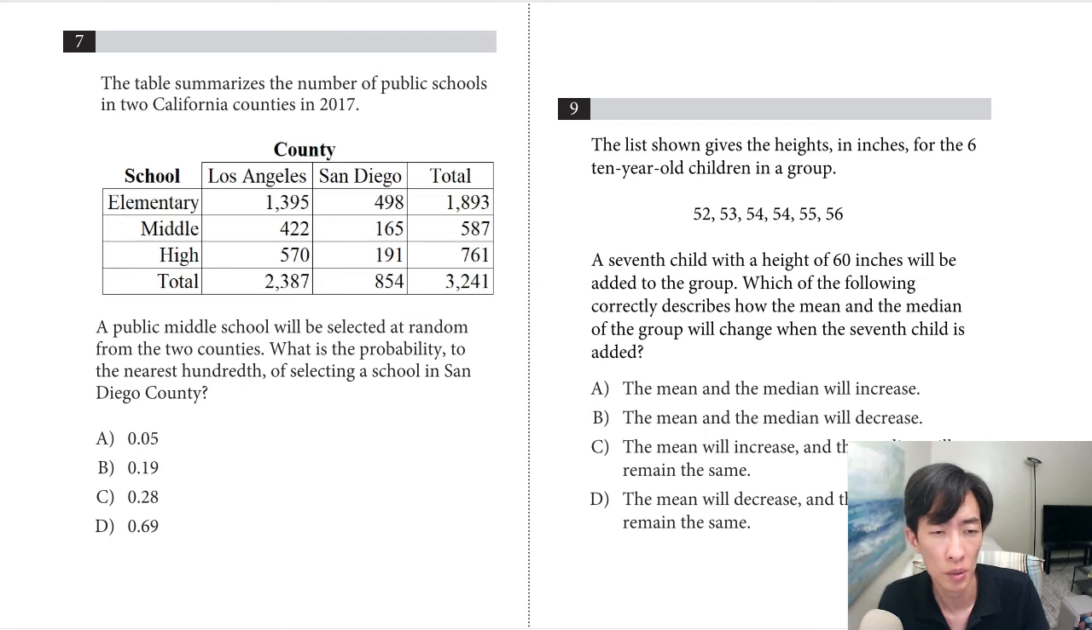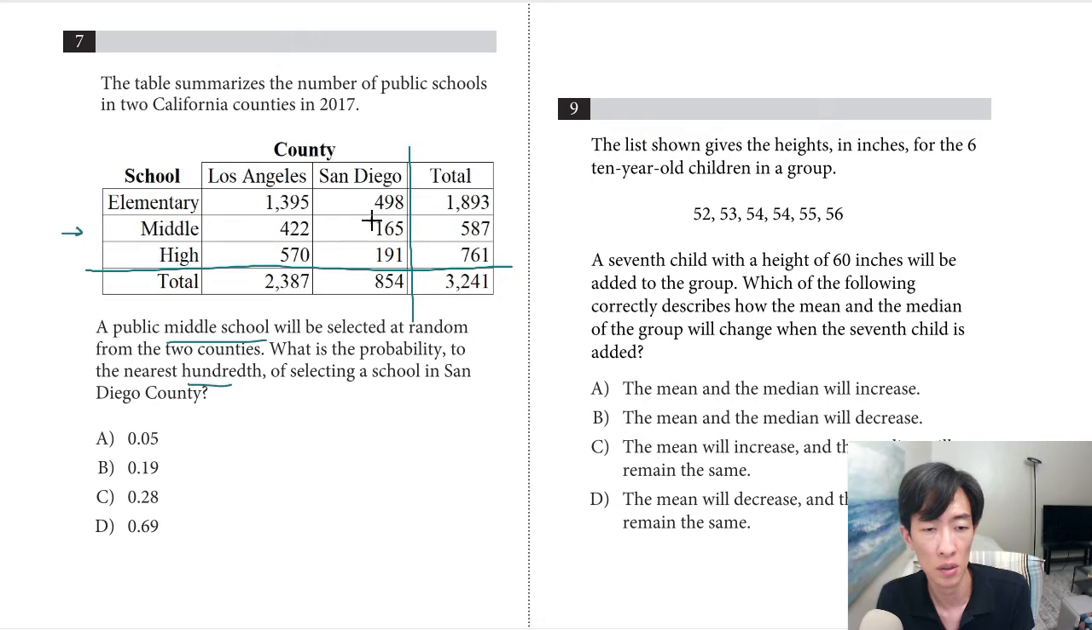Question 7, the table summarizes the number of public schools in 2 California counties in 2017. So notice this is one of those tables where they give you the total going down and the total going to the right, so it's nice. A public middle school will be selected at random from the 2 counties. What is the probability, to the nearest 100th, of selecting a school in San Diego County? So middle school is this row, and selecting San Diego is 165 out of the total. They've already done that for us.